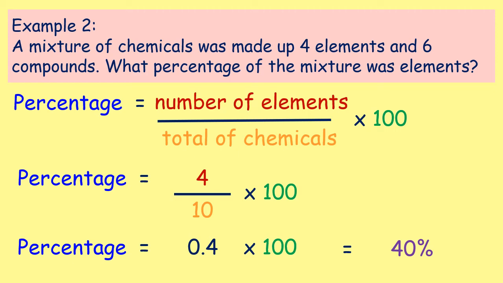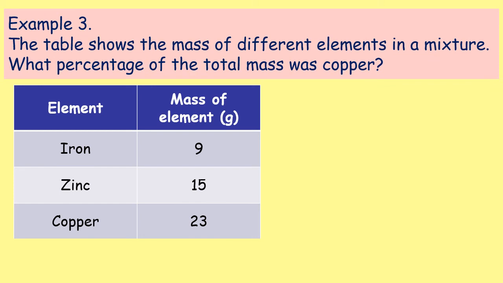Now we're going to do one final example, and just like with averages, you're sometimes asked to work out a percentage using information in a table. So here we have a table, and it's showing us the mass of different elements in a mixture. And the question is, what percentage of the total mass was copper? Okay, so we've been told that we had 9 grams of iron, 15 grams of zinc, and 23 grams of copper.